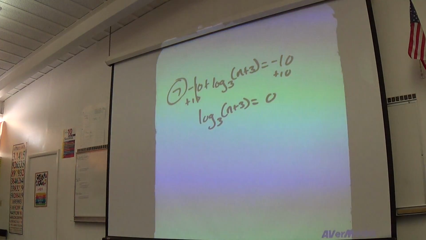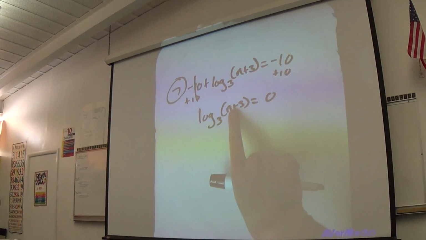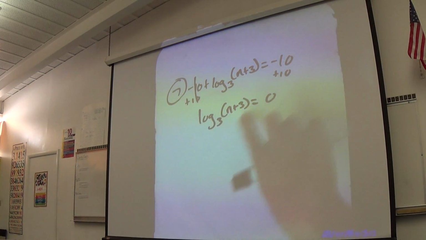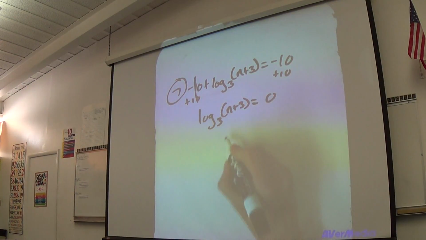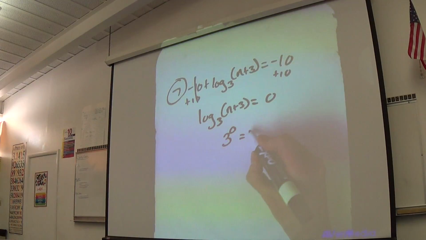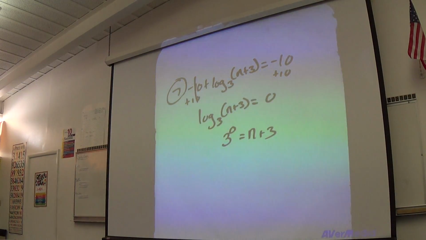At this point, is my log all alone? Yes, it is, because remember, this is all part of the argument, so I can't touch that. If I have a log equal to a number, we can rewrite it as an exponent. Rewriting it as an exponent, we start with the base. What's the base? What am I going to be raising that 3 to? And that's going to be equal to? Perfect. Good so far?